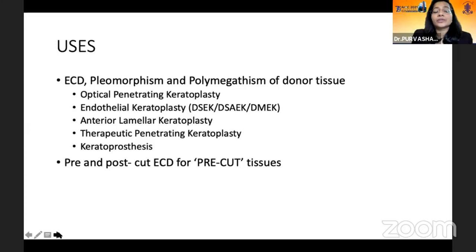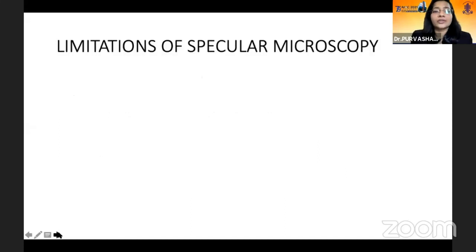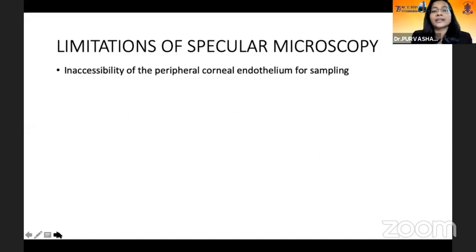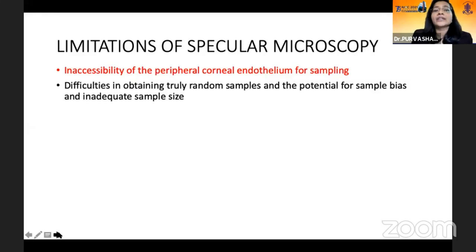We can also use it to assess the efficiency of the pre-cut tissues by doing the pre- and post-cut endothelial cell density, and to find out any abnormal structures in the harvested corneas. So there are various limitations. There is inaccessibility of the peripheral corneal endothelium for sampling, and difficulties in obtaining truly random samples, because only the center, a very specific focal area, is being sampled, and there could be a sample bias.